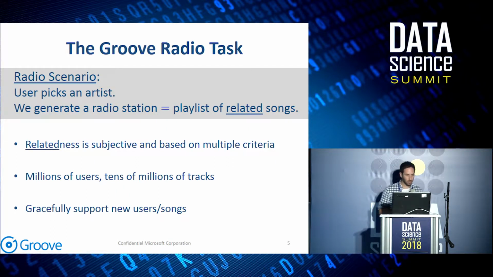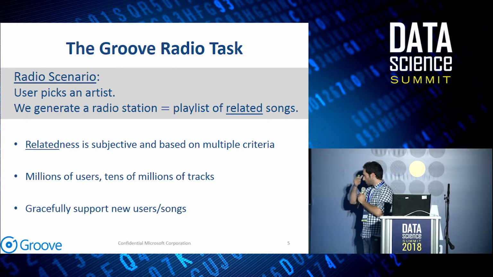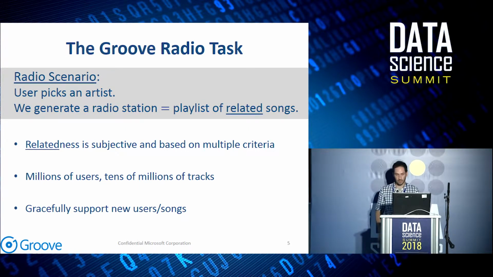Now, this feature was introduced into a service that was already live, so we had to deal with millions of registered users and tens of millions of tracks to support in our catalog. This has, of course, the benefit that we have a lot of training data to use. One other requirement was that we wanted to gracefully support new users and songs. A common problem in recommendations is the cold start problem, where certain users can have very little data and we can't really model them properly.